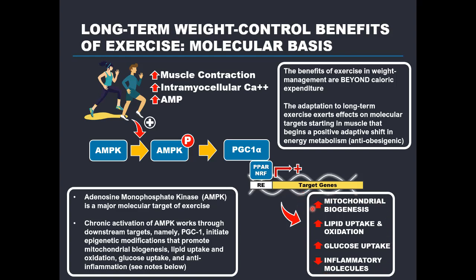So when these genes are switched on, in other words, when these epigenetic modifications occur, your muscles will have increased mitochondria, which improves aerobic fuel oxidation and energy support. It'll have increased lipid or fat uptake and oxidation, increased glucose uptake, glucose being a very important fuel source for muscle, and a decrease in inflammatory molecules.